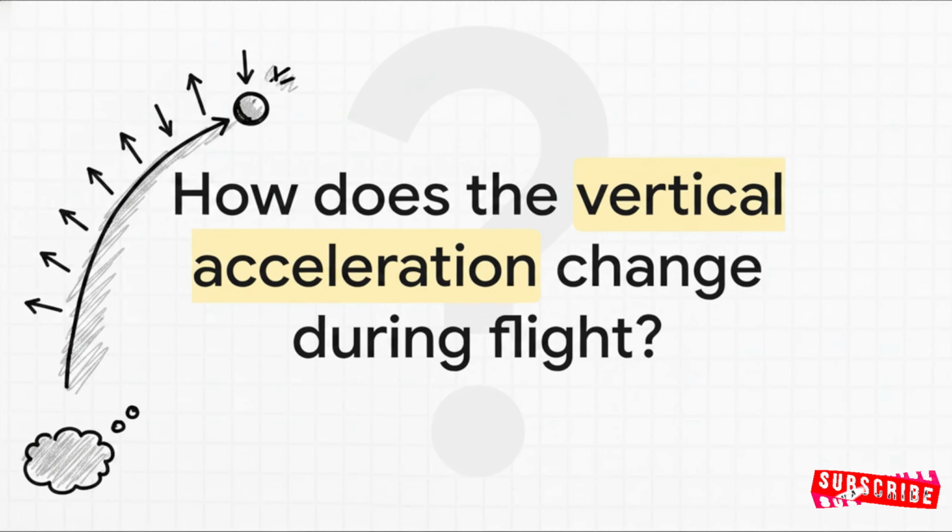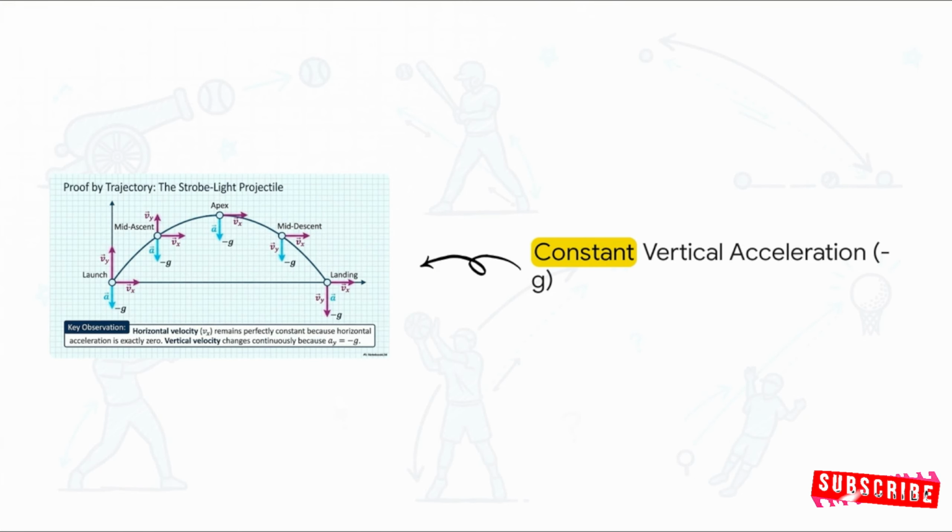Now for question 2. How does the vertical acceleration change during the ball's flight? This is a great one because it's designed to test if you confuse velocity with acceleration. Intuition tells a lot of folks that acceleration must stop when the ball hits the top of the arc, or maybe it pushes up on the way up and pulls down on the way down. But actually, the acceleration never changes. Literally, not once.